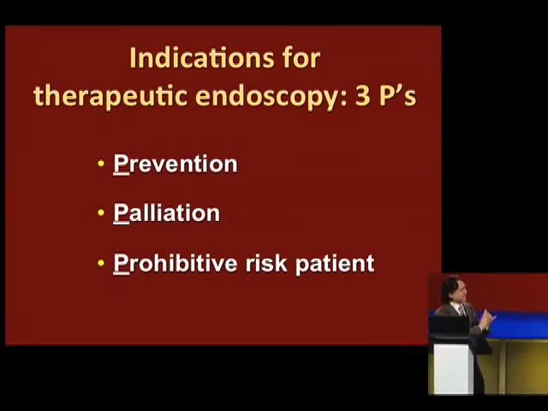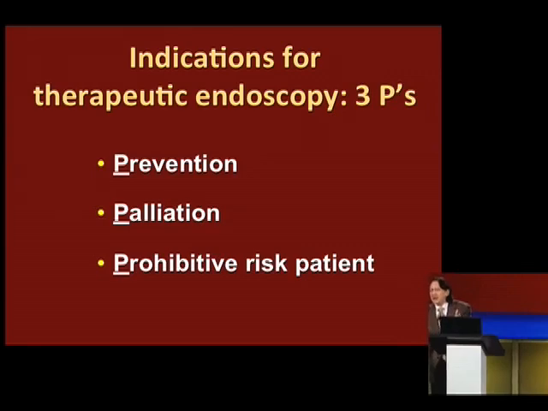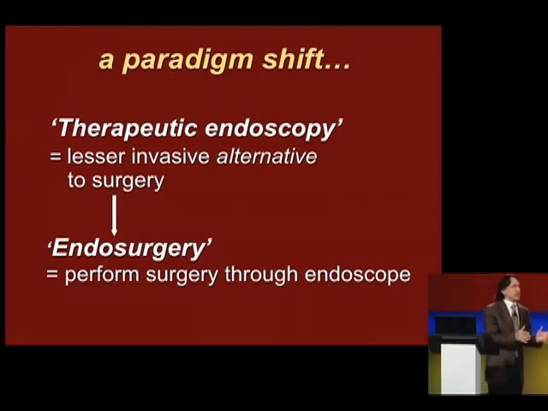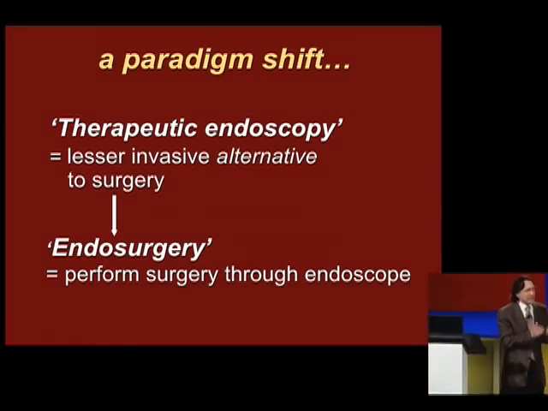Prevention, that's exemplified by polypectomy, prevent cancer. Palliation, that's exemplified by stenting, to open up that obstructed lumen by cancer. And the prohibitive risk patient, the patient who's high risk for surgery, and so endoscopic treatment is the next best choice. But a paradigm shift occurred in the 1990s.